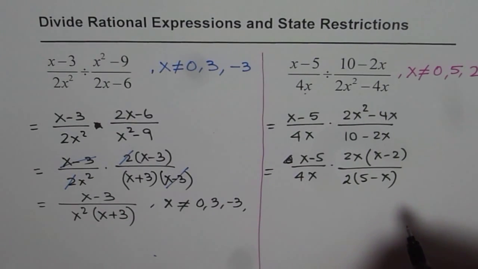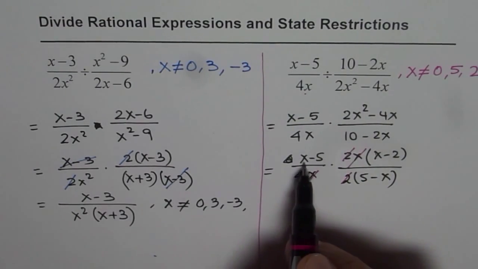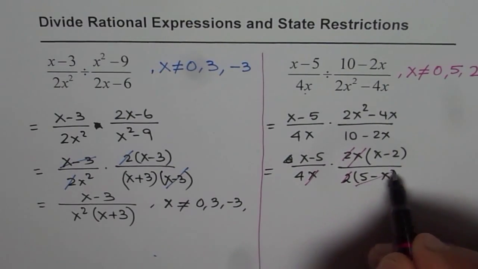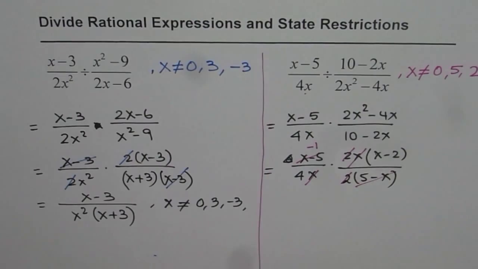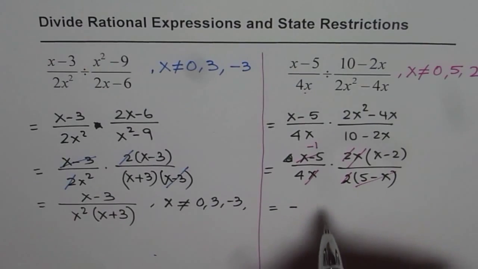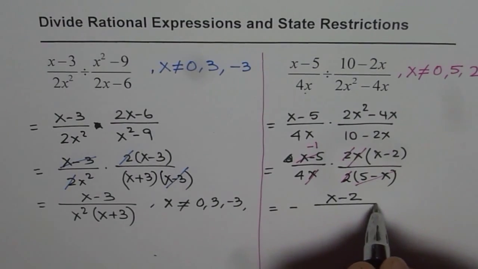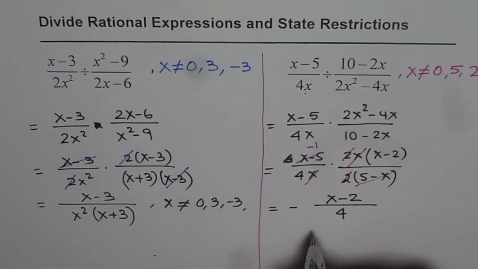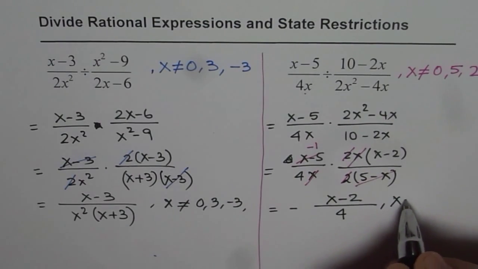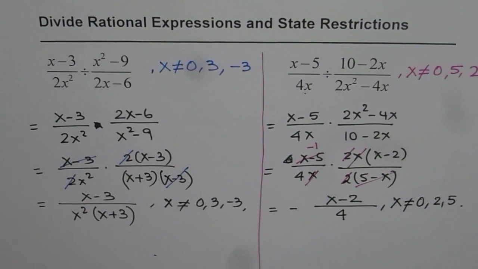Now let's divide. So 2 divided by 2 is 1, x divided by x is 1, and (x minus 5) divided by (5 minus x) gives us minus 1, correct? So with that we get our answer, which is minus (x minus 2) divided by 4. So that becomes our answer. The restrictions are that x is not equal to 0, 2 and 5. So it is important to mention restrictions along with your answer. So that is the final answer for the given question.